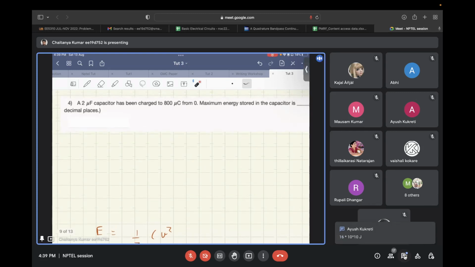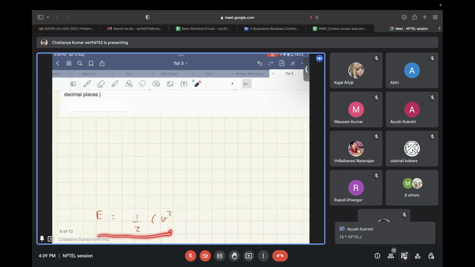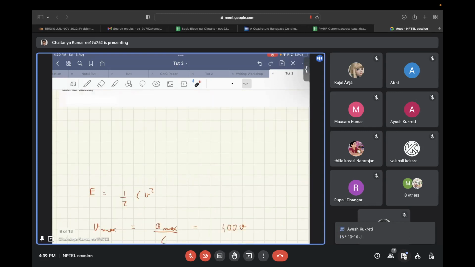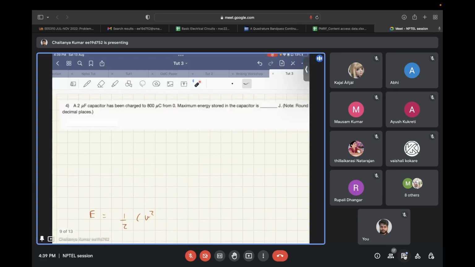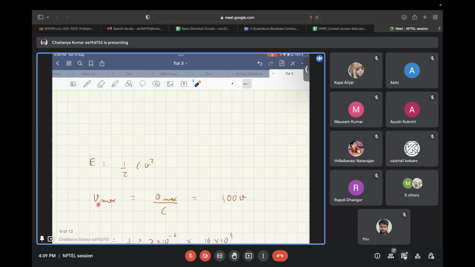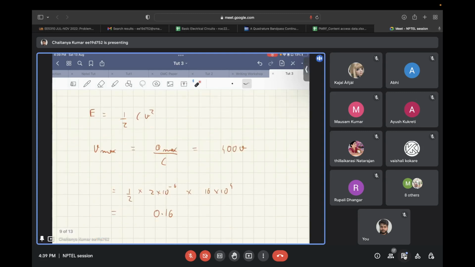So energy that is stored in the capacitor is half CV square, and so this will be maximum when the voltage developed across the capacitor is maximum, and that will be when the charge stored in the capacitor is maximum. So V max is equal to Q max by C. That comes out to be 400 volts. And from there, if you calculate the maximum energy, you get 0.16 joules. Any doubt in this?